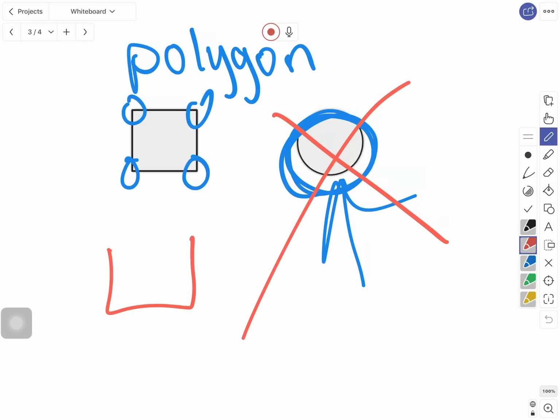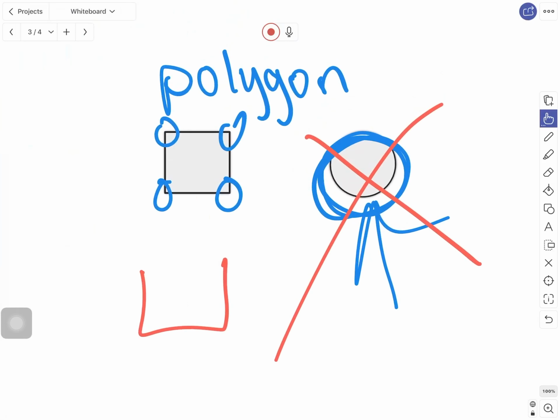That means it can't have any openings. So right now, this has an opening, okay? But if you close it, now it's a polygon. It has many angles and no openings.